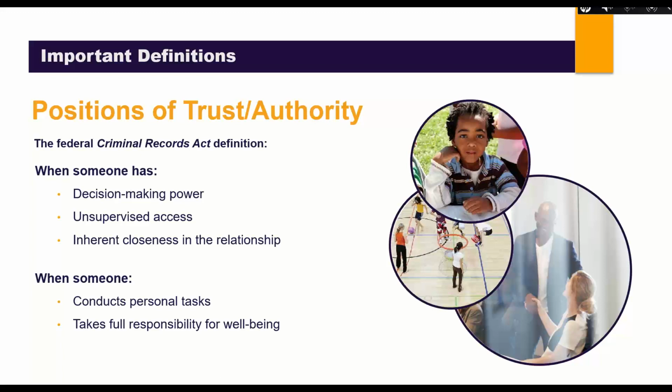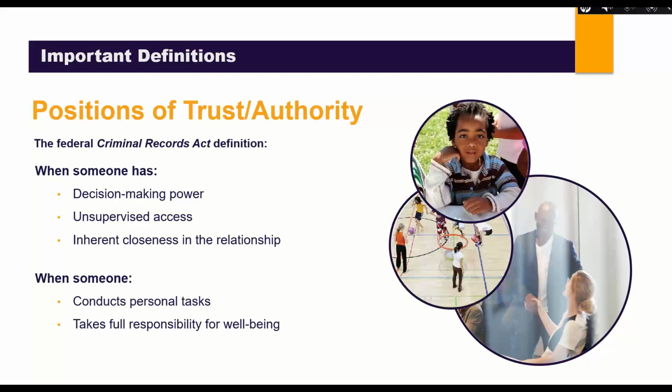We also consider a position of trust and authority as where someone conducts personal tasks for a person. So that's something like perhaps a Meals on Wheels driver for seniors, or even someone who might be preparing food for a group of seniors or a group of vulnerable people. And lastly, we also consider someone in a position of trust and authority when they take full responsibility for the well-being of another. So for example, like a live-in caregiver, a respite nurse, something like that.